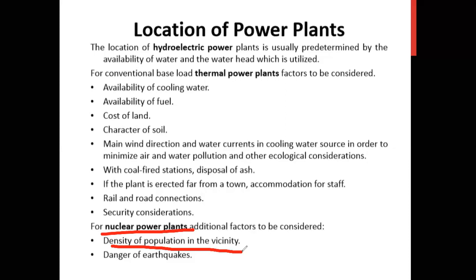The interesting thing I want to convey to you is that we cannot establish a power plant anywhere. We need to consider some factors regarding different types of power plants. So that's the importance of the location of a power plant. Okay.